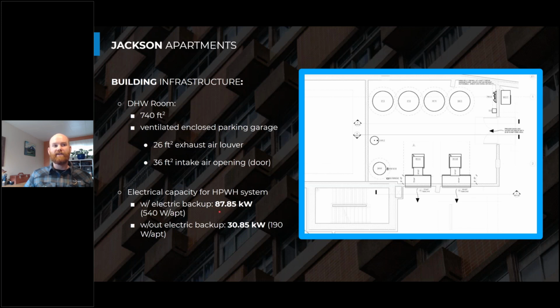And so at this project, with electric backup, which was the owner's decision that they wanted to have a full redundant electric backup system here, we're looking at about 87 kilowatts, or about 540 watts per apartment. Without that electric backup, we're going to significantly reduce that down to about 31 kilowatts or 190 watts per apartment. So some maybe rules of thumb, probably not rules of thumb, but some general guidance there on sizing both our air terminals for mechanical and our electrical system for any electrical in the group today.